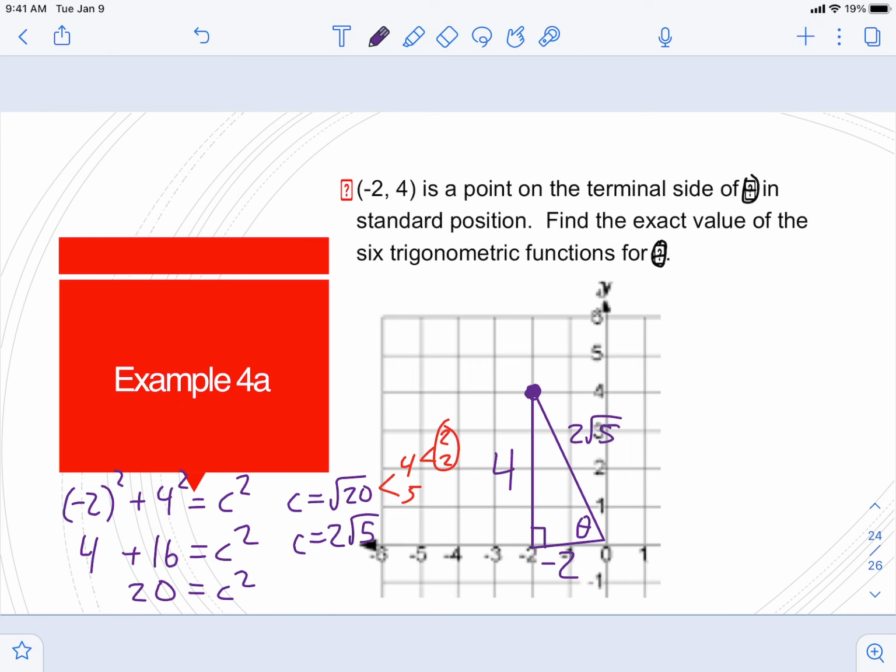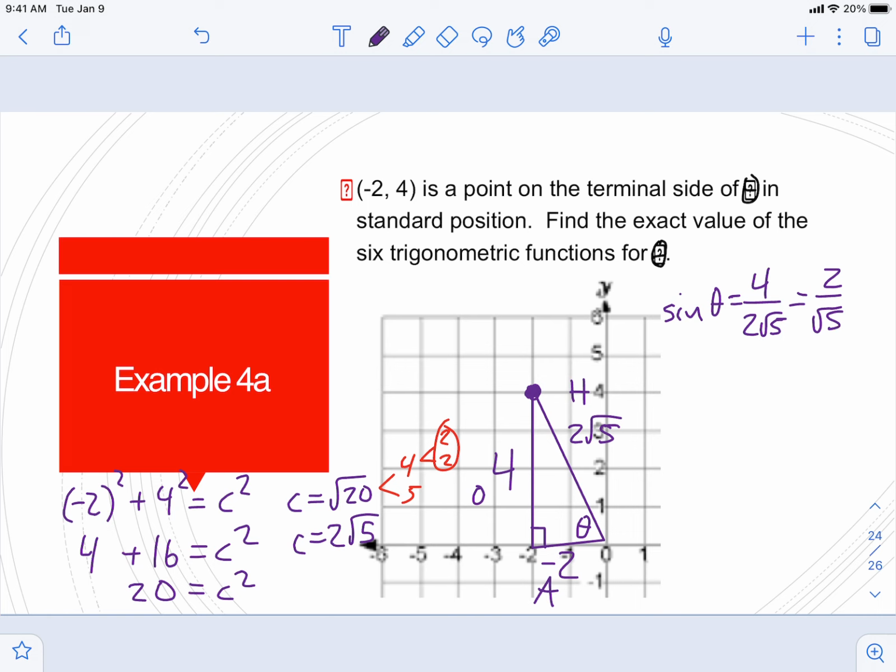Okay, so now it's basically SOHCAHTOA at this point. I've got my opposite, my adjacent, and my hypotenuse. So sine is going to be equal to opposite over hypotenuse. That is 4 over 2 root 5. Now this can reduce and then simplify. The 4 over 2 reduces to a 2 over 1, so this becomes 2 over root 5.